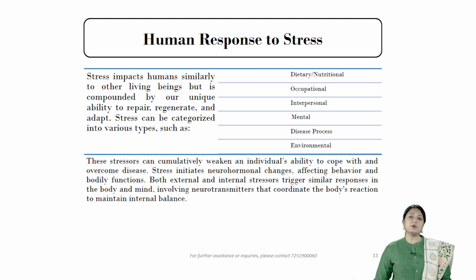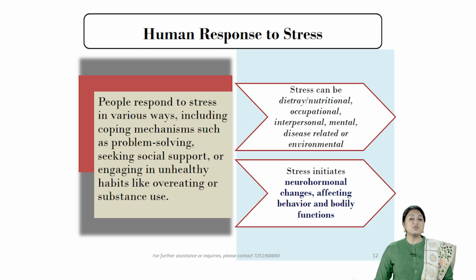So, what should be the human response to stress? Stress impacts humans similarly to other living beings, but is compounded by our unique ability to repair, regenerate, and adapt. Stress can be categorized into various types such as dietary or nutritional stress, occupational stress, interpersonal stress, mental stress, disease-related stress, and environmental-related stress, etc. These stressors can cumulatively weaken an individual's ability to cope with and overcome disease.